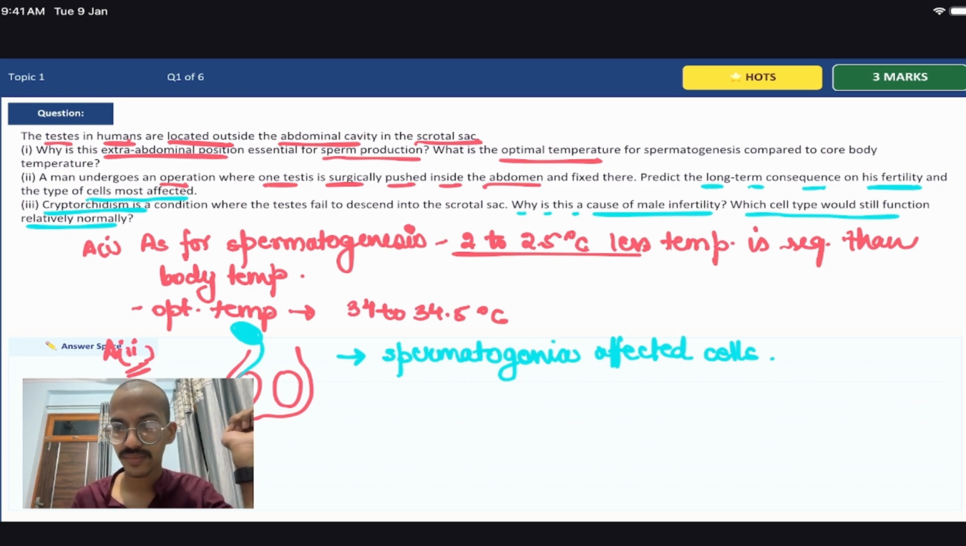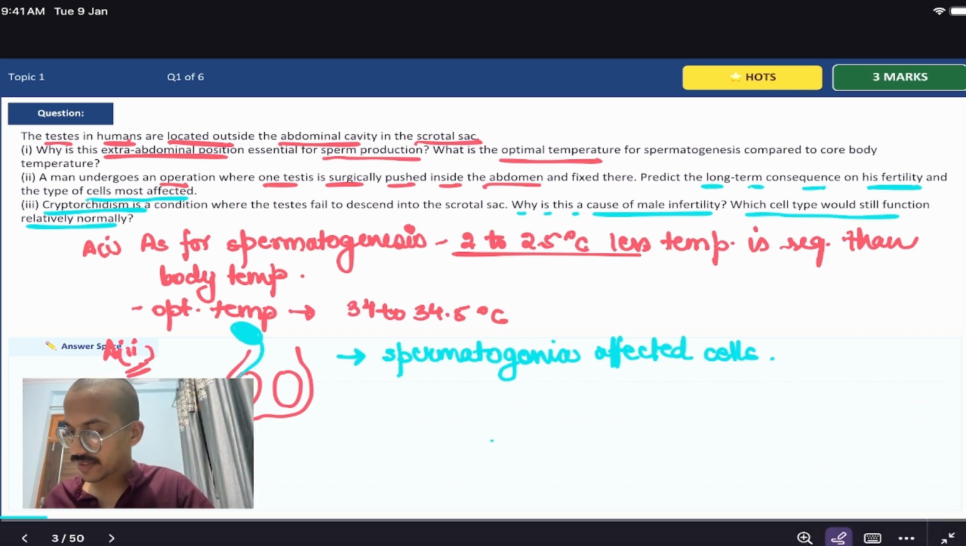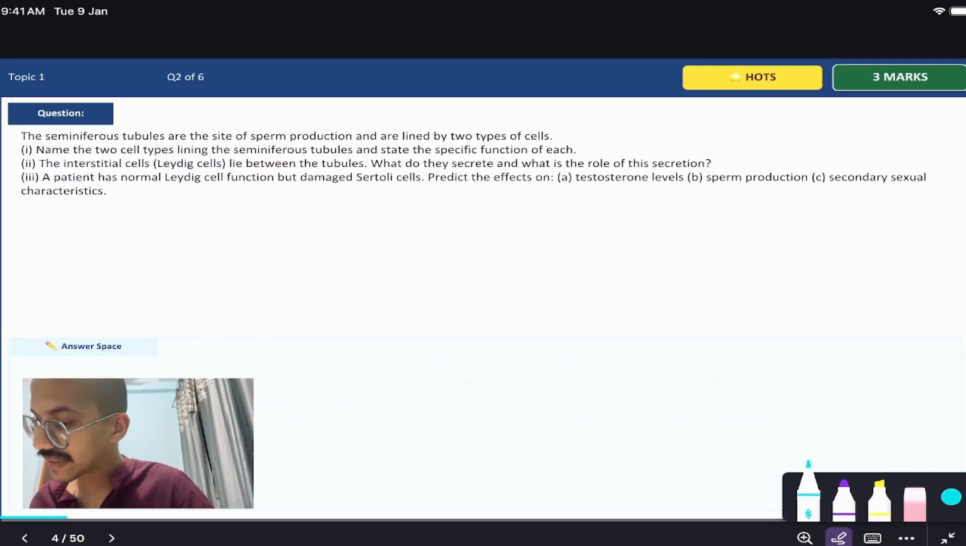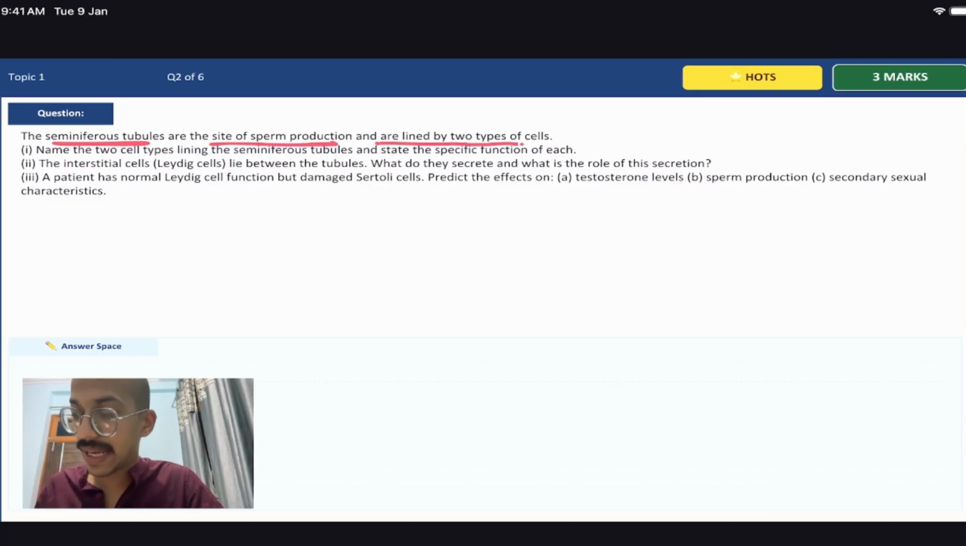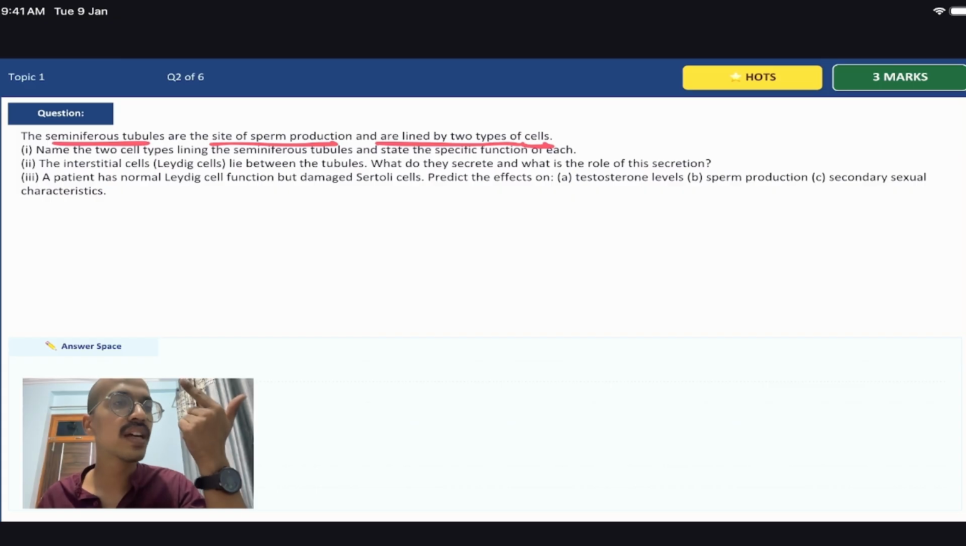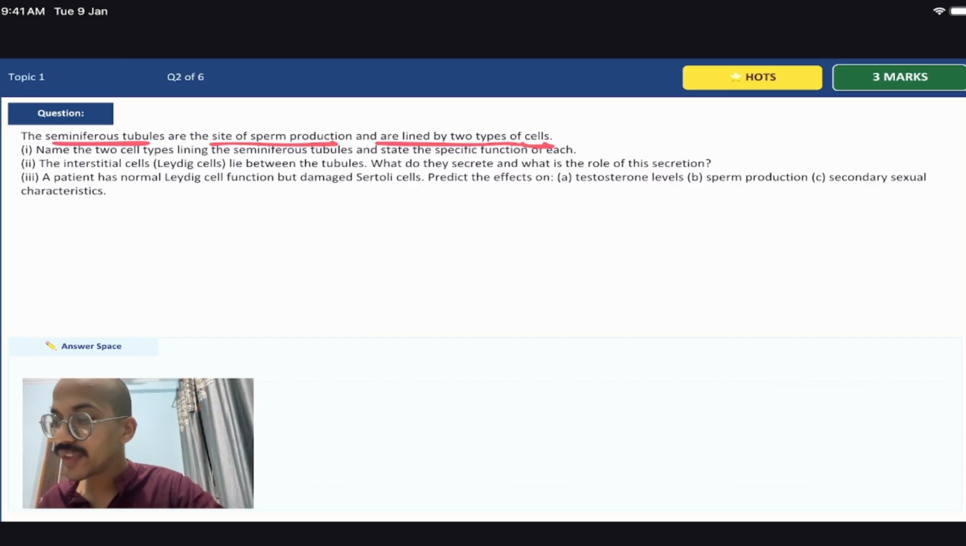Okay. Moving on to the next one. This question says that the seminiferous tubules are the site of sperm production and are lined by two types of cells. What are the two types of cells? One is the Leydig cells, another is the interstitial cells. Okay. Now name the two types of cells lining the seminiferous tubules and state the function of each.